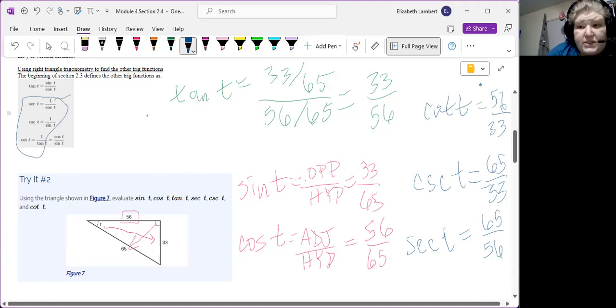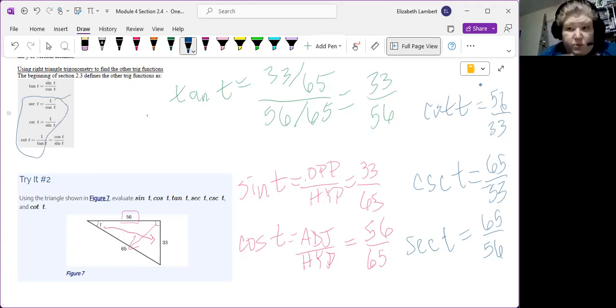So as long as you remember those reciprocals, which one goes with which, then you don't have to remember, oh, is it 1 over x or 1 over y. Those reciprocals are going to be far more useful to you than the xy definitions. And the xy definitions only apply in the unit circle when the hypotenuse is 1. The rest of the time, it's what we just did here.